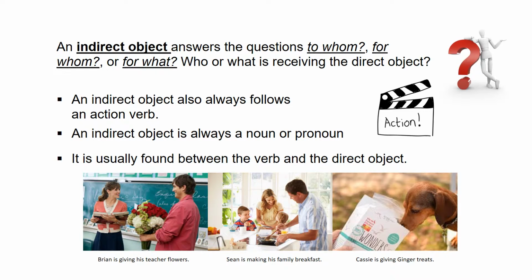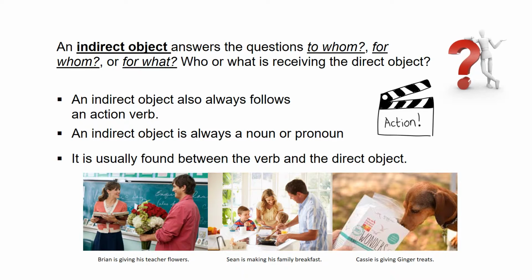Let's look at some sentences below that contain both direct objects and indirect objects. Brian is giving his teacher flowers. Sean is making his family breakfast. And Cassie is giving Ginger treats. When we're reading these sentences, we know that the direct and the indirect objects come after the verb. And when the sentence contains a direct and an indirect object, we know that there'll be two nouns following the action verb.